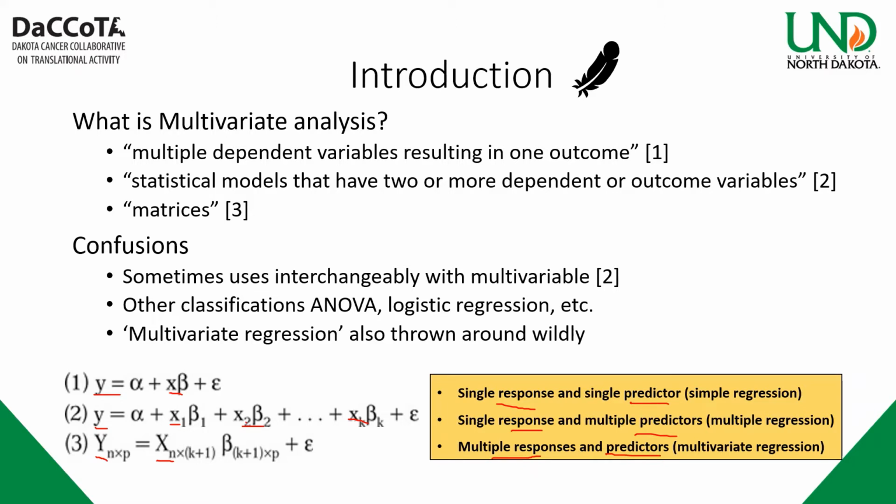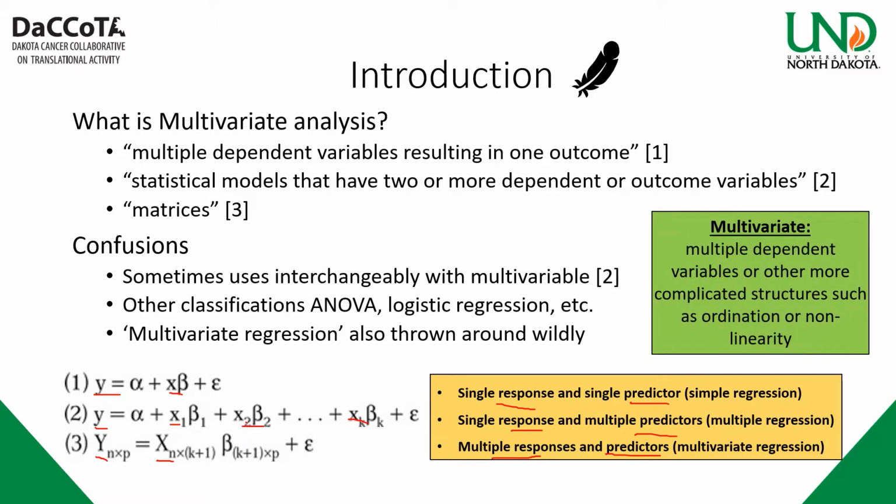So taking all this in together, I'm going to boil it down to my working definition for what multivariate analysis is. In this green box here, it is multiple dependent variables that defines it, or other such complicated structures as ordination or nonlinearity. That kind of captures it, because sometimes with these multivariate techniques it's not clearly obvious that there are multiple different variables, so I throw these other two in here. So it's not perfect, but I think that's good enough for our purposes here as we traverse farther.